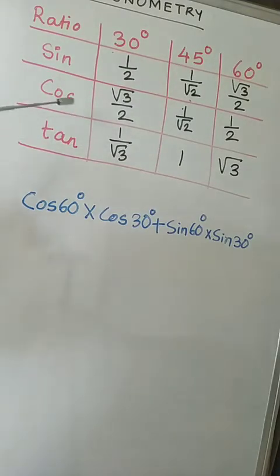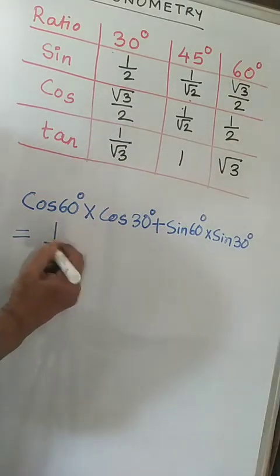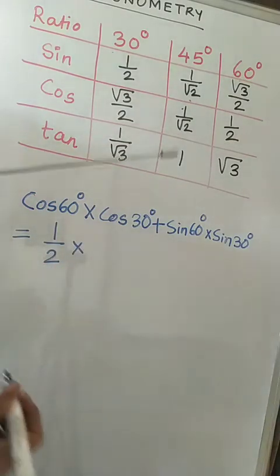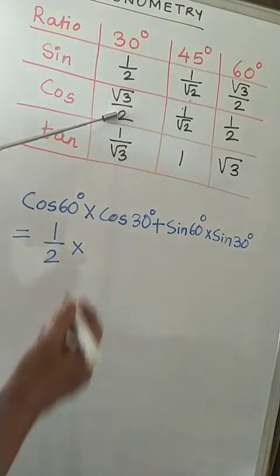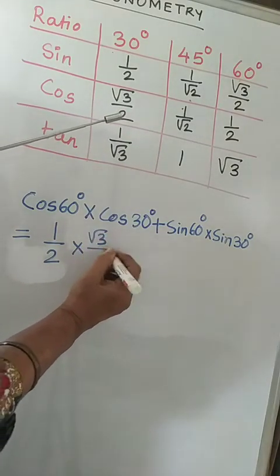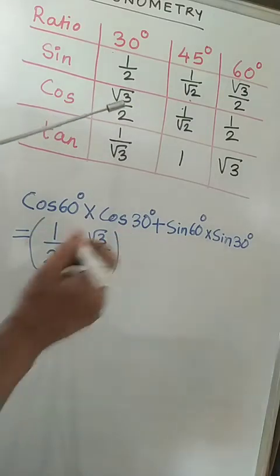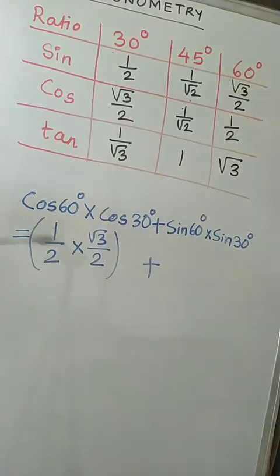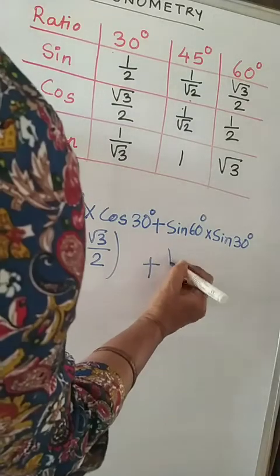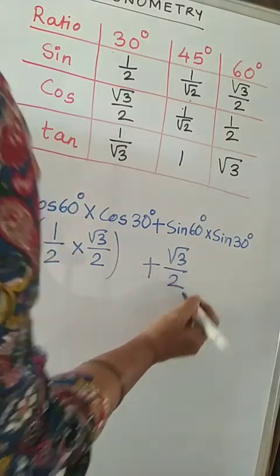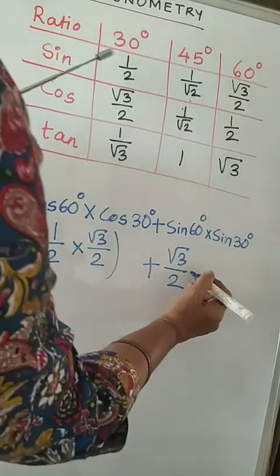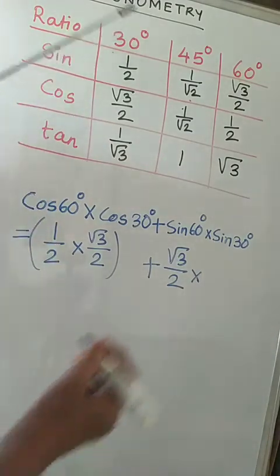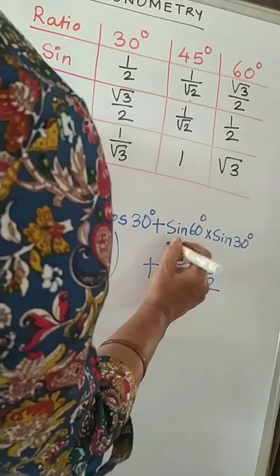Cos 60 degrees is 1 upon 2, multiplied by cos 30 degrees, which is root 3 upon 2. I will use a bracket for this, then plus sign, sine 60 degrees, root 3 upon 2, multiplied by sine 30 degrees, 1 upon 2.